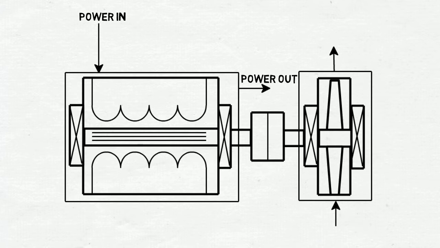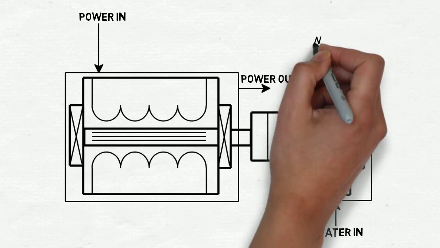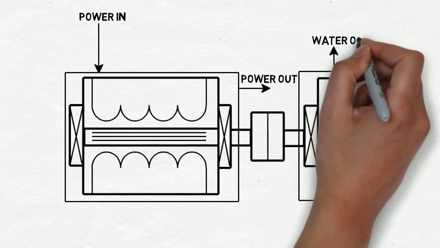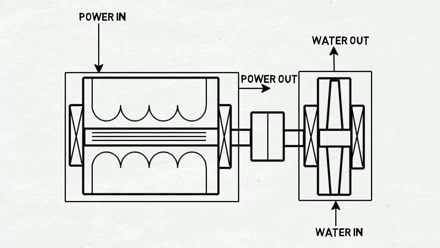We'll continue by looking at the pump. The pump has an input of water and an output of water that has been pressurized by the impeller. Next, we'll look at these components separately and define the typical instrumentation for basic modeling.